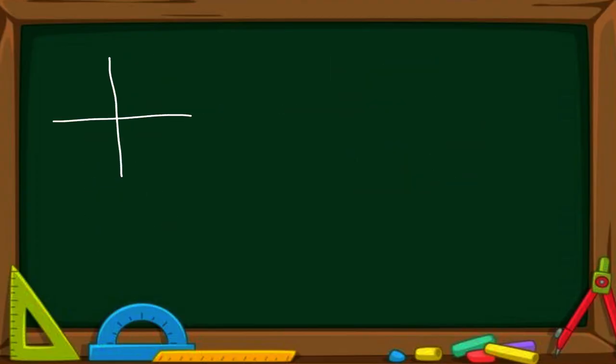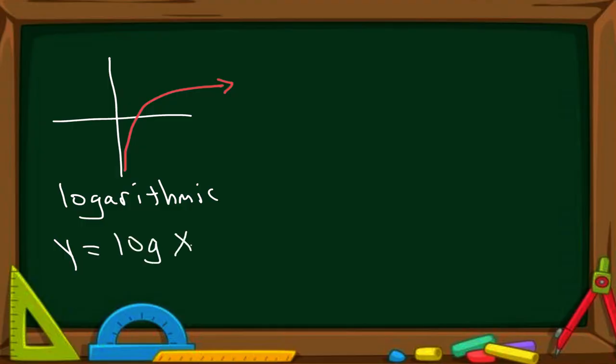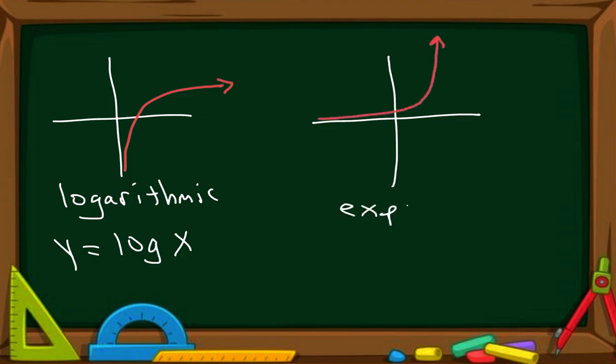And then there's one that starts from the y-axis and becomes horizontal. This is a logarithmic function, and the general form is y is equal to log x. So that function increases at a decreasing rate. And there's another function that increases at an increasing rate. That is called an exponential function. It's increasing at an exponential rate.